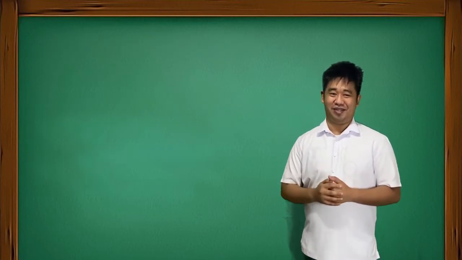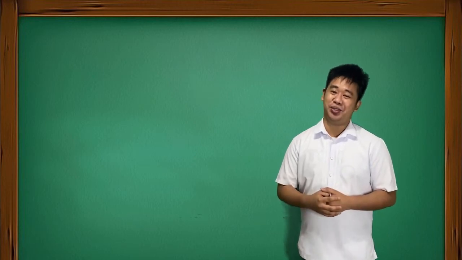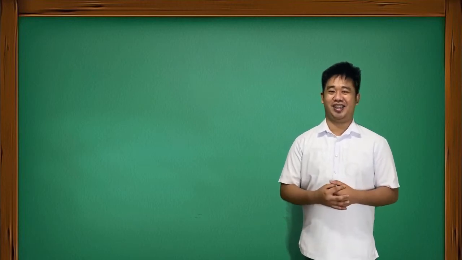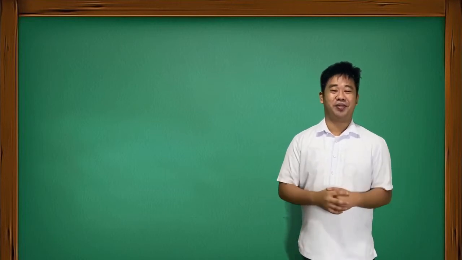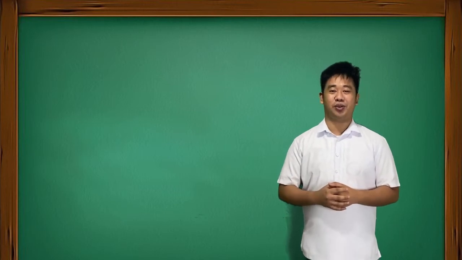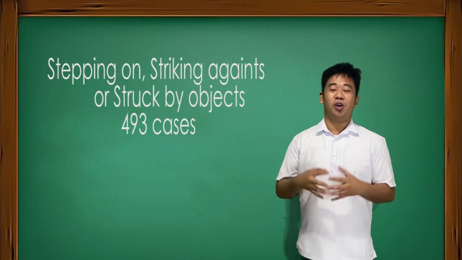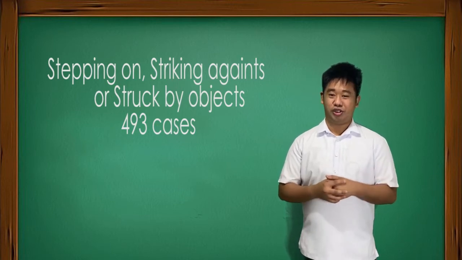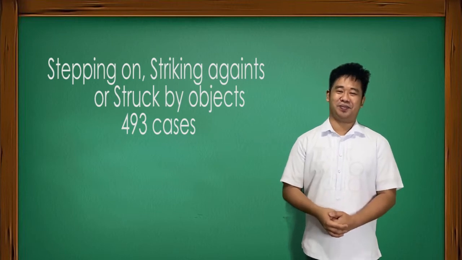Number four question. What is the number one cause of workplace accident and injuries in the construction site? Yes, Limuel? Very good. The number one cause of workplace accidents and injuries in the construction site is stepping on, striking against, or struck by an object, with a total of 493 cases.